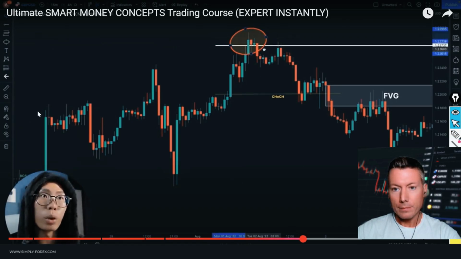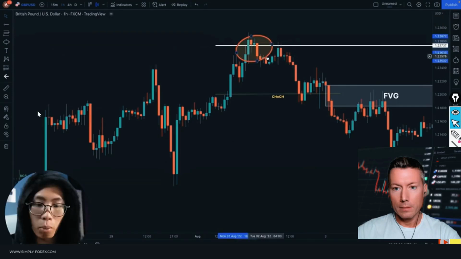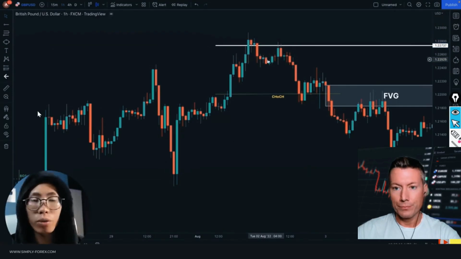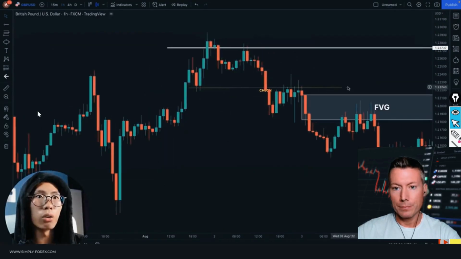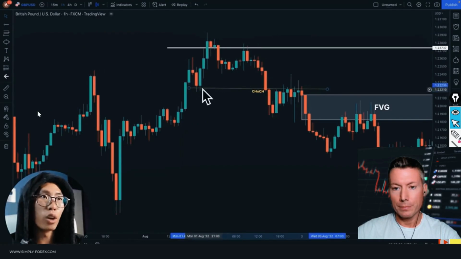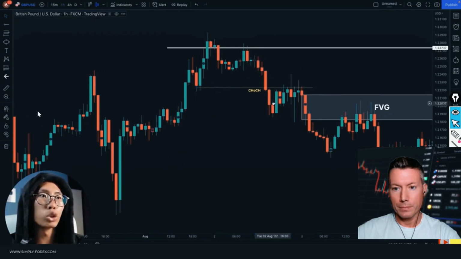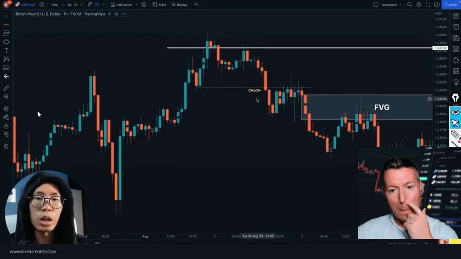So this was a false breakout. So this is a liquidity grab. And the next thing you want to look for is a change of character. This is a change of character right here, because this is the last higher low before price goes up and fails to break past, right? So this was a little change of character right here. Price came back down, broke through the last higher low, giving us a change of character.